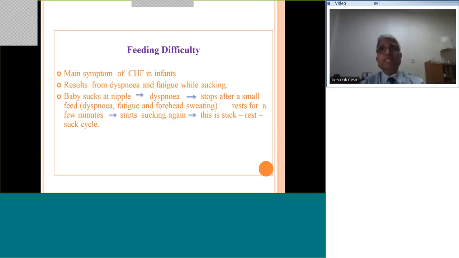As this baby rests for a few minutes, it gets the ability to suck again. So this is why you say that there is a suck, rest, suck cycle. Suck, dyspnea, rest, recover, suck, dyspnea, rest. That is the cycle.